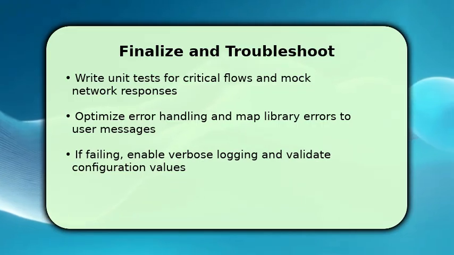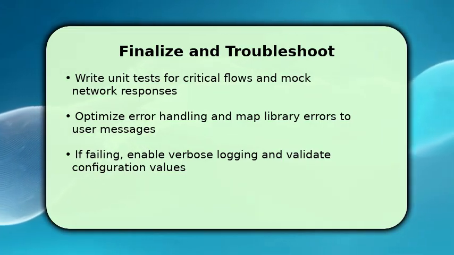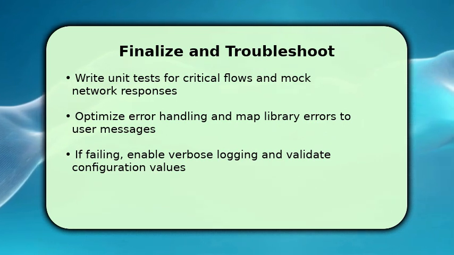If something goes wrong, enable verbose logging immediately and inspect config values like API key and base URL. Common causes are wrong endpoints or missing scopes. Finally, rerun swift build and the app. Consistent logs will point you to the root cause.